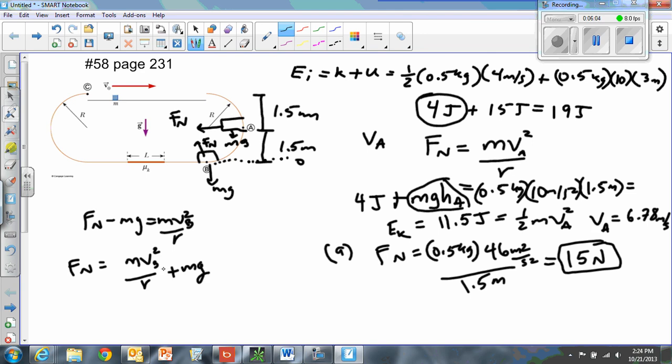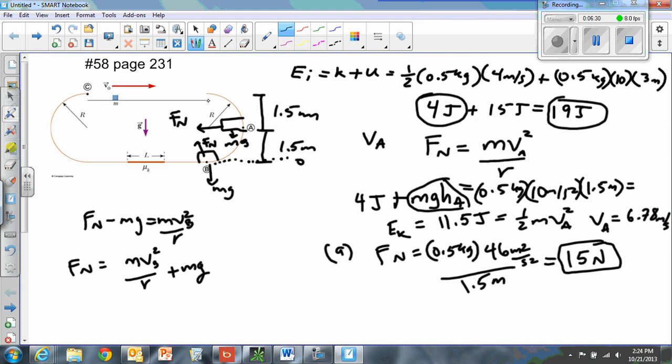All right, so I know everything in this equation but vB. So now I've got to figure out the velocity of the block at point B. Well, I already know the total energy of this whole thing is 19 joules right here. So when it gets to point B, all 19 joules is turned into kinetic, all 19 joules. Before it was 4 joules of kinetic and 15 joules of potential.